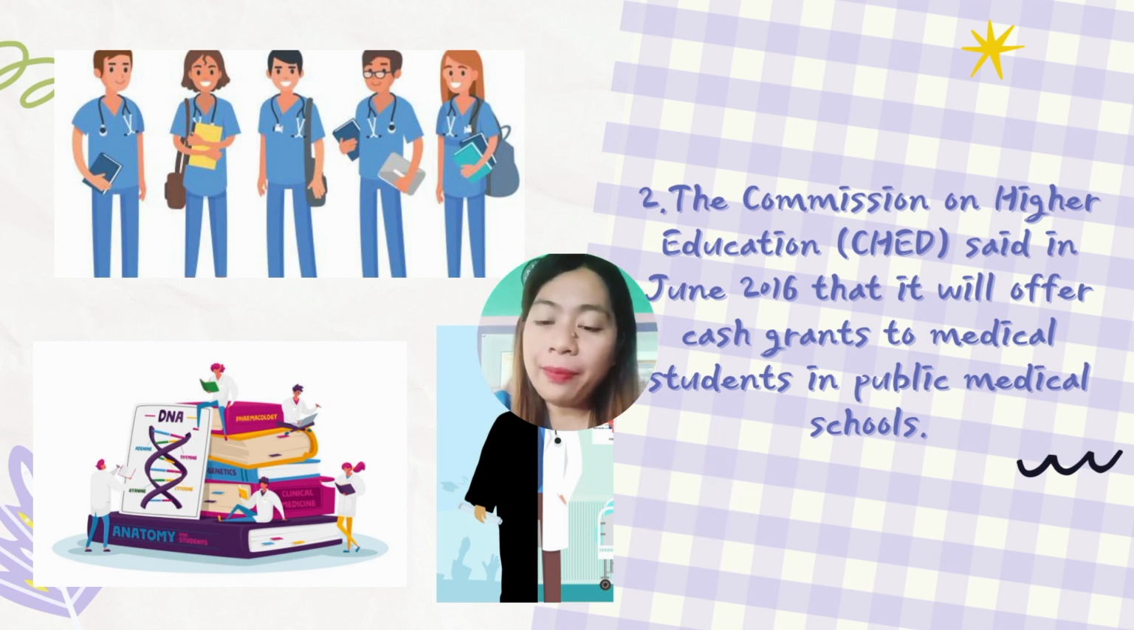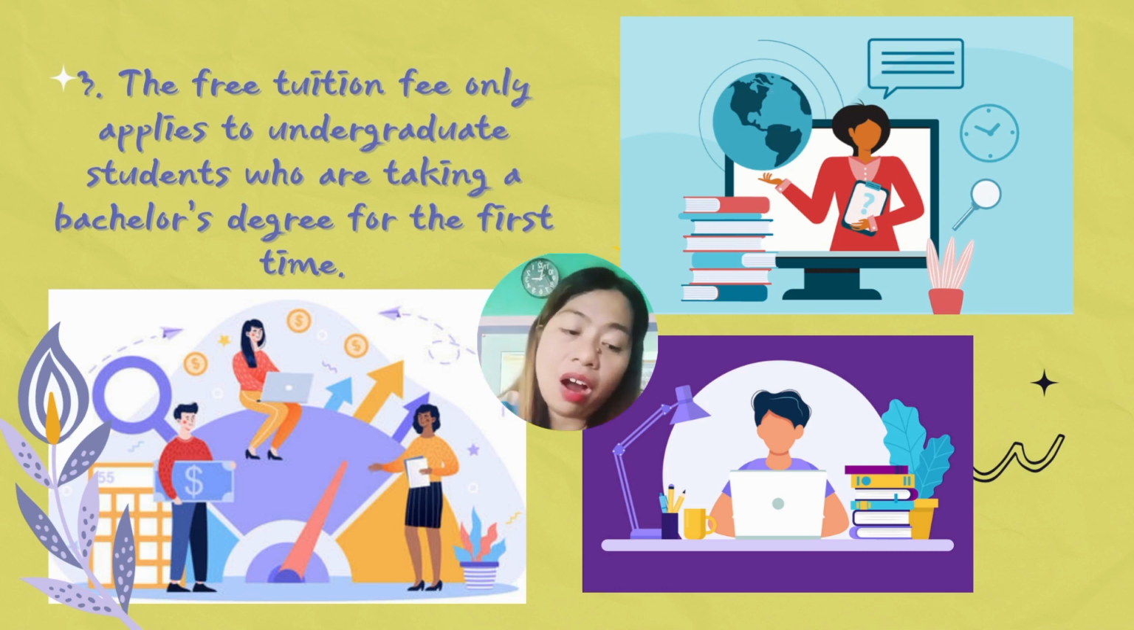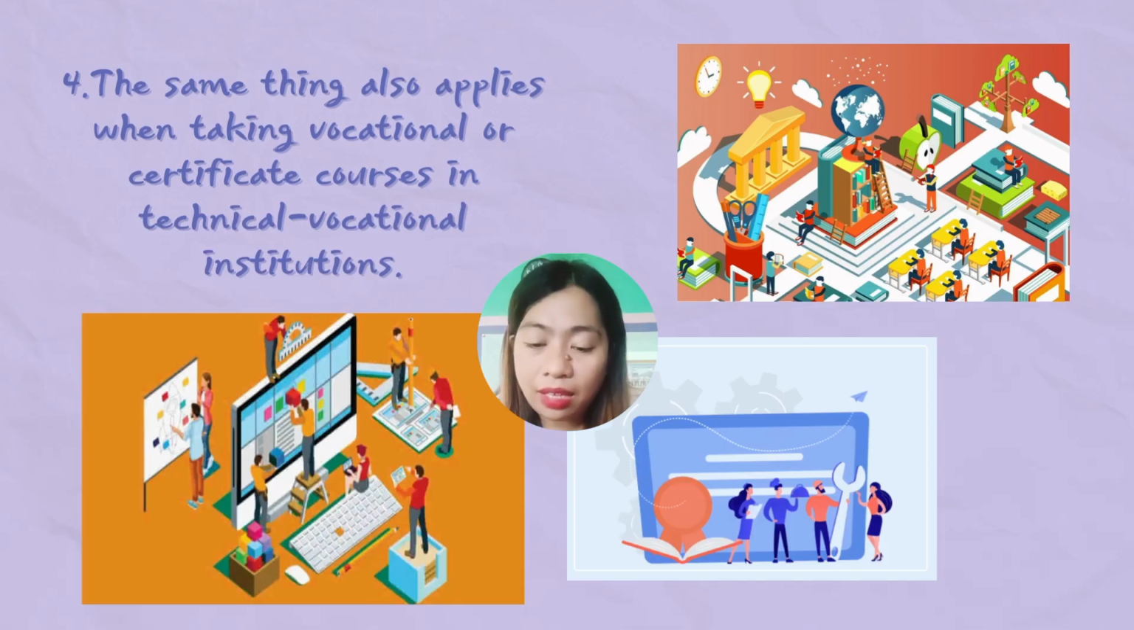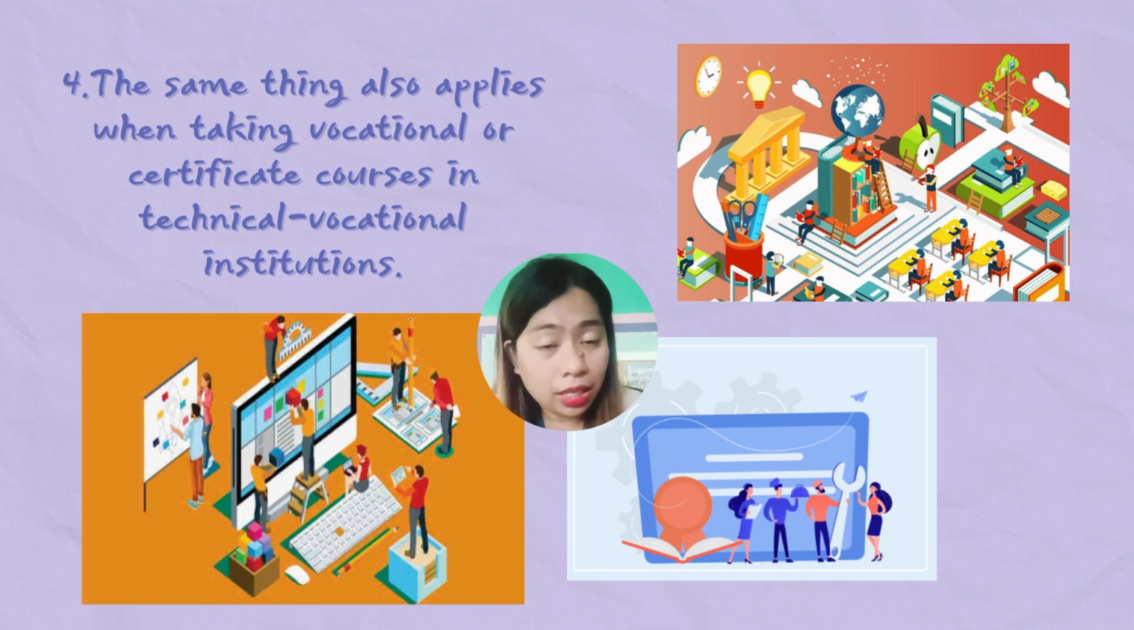Number 3, the free tuition fee only applies to undergraduate students who are taking a bachelor's degree for the first time. This means that those who are going to get their second degree are ineligible. Number 4, the same thing also applies when taking vocational or certificate courses in technical vocational institutions. Students who have a bachelor's degree from a private or public institution, or those who already finished a vocational degree before, are not eligible anymore.